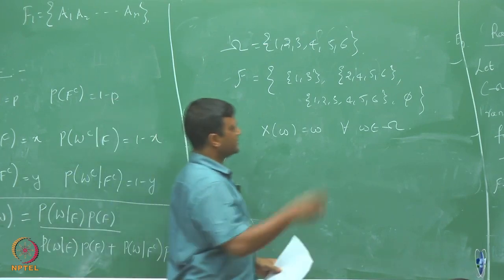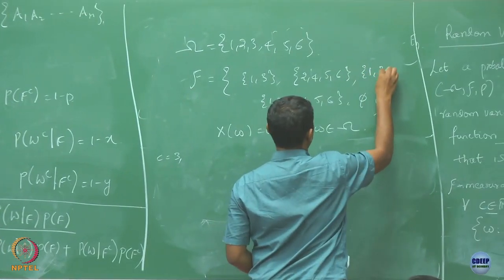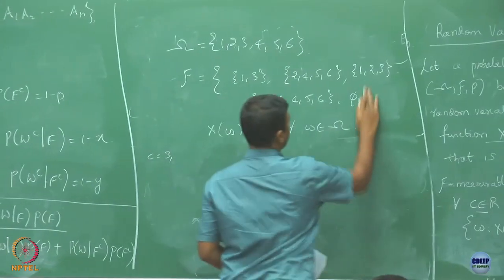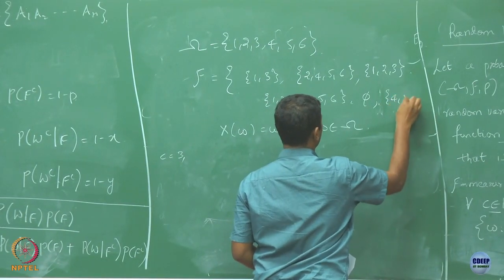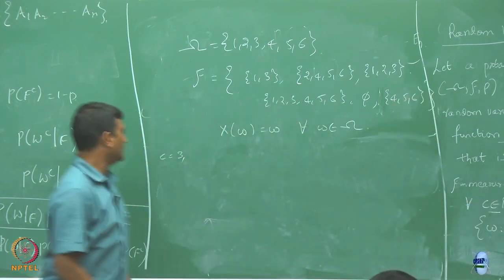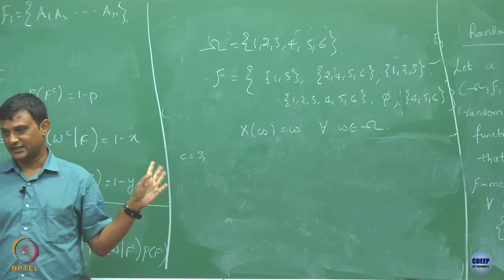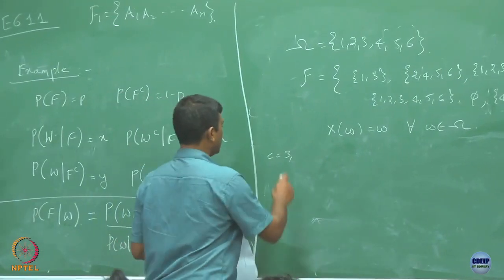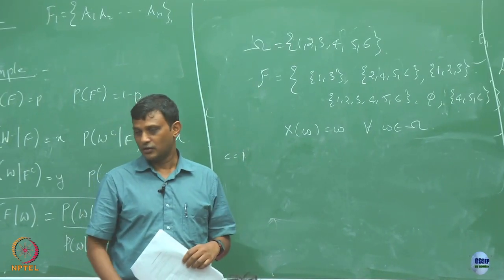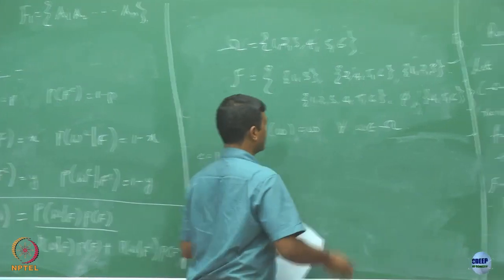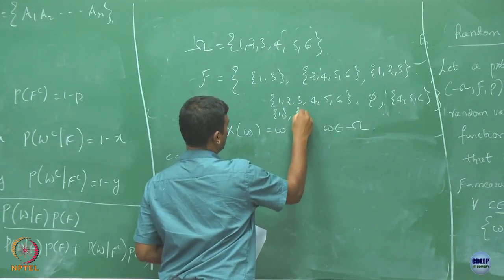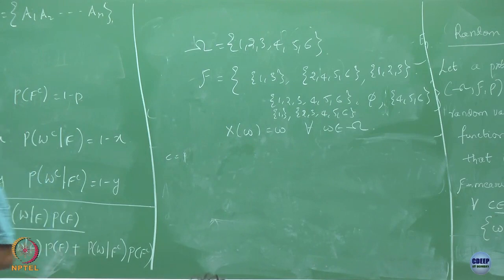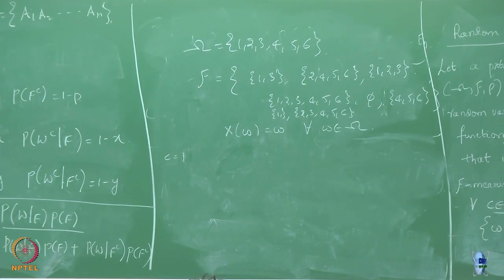But suppose let's expand this. Let me include 1, 2, 3. And if I include 1, 2, 3, let me also include its complement, 4, 5, 6. Now for C equals 3, this satisfies. Is it now F measurable? Okay, let's take C equals 1. For C equals 1, the outcome is just 1, and 1 does not belong to F. So let me include that also. Now is it F measurable? No. What does it violate?